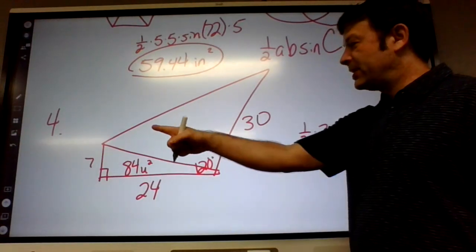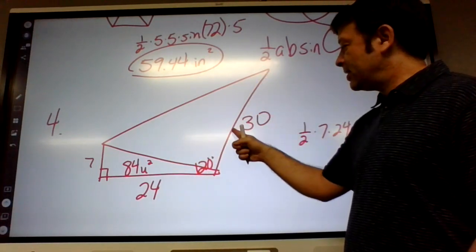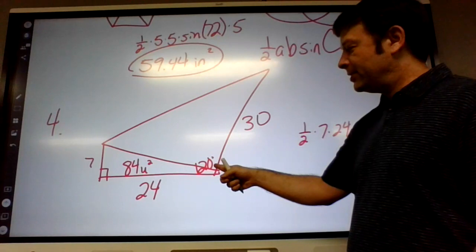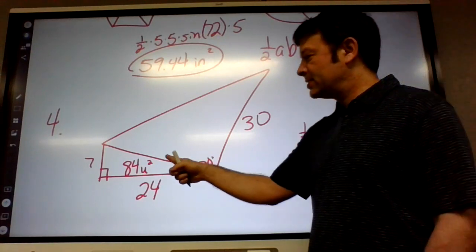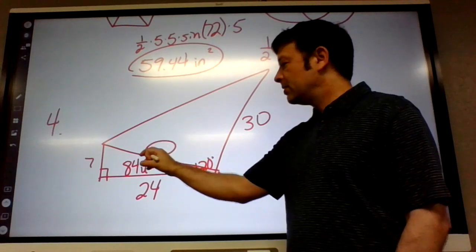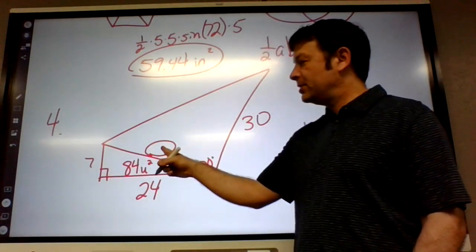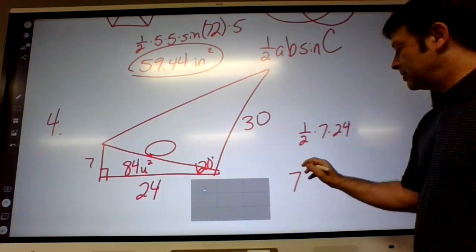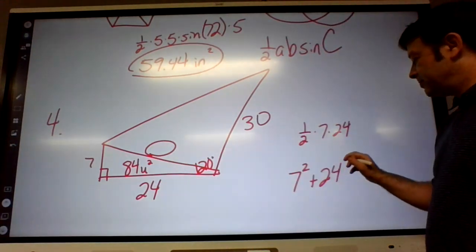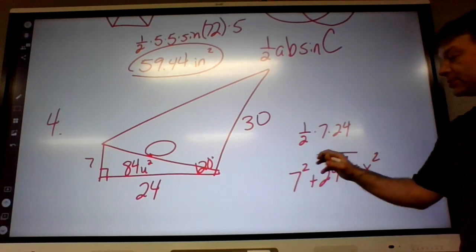So to use that other triangle formula, we need side angle side. We have a side. Do we have an angle right here? No. Not yet. Do we have this side? Not yet. How can I find this side? Pythagorean theorem. 7 squared plus 24 squared equals this squared. So basically we have to do 7 squared plus 24 squared, square root.